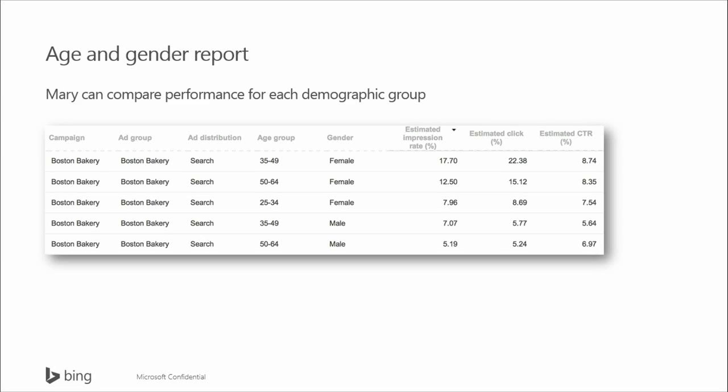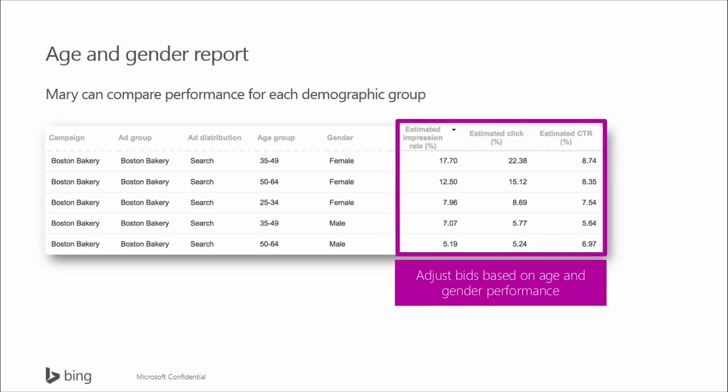So thinking about Mary again, Mary's able to pull an age and gender report and highlight which age groups and which gender groups perform really well. She can see right away that females between the ages of 35 and 49 perform very well. Click percentage is very high, click-through rate is very high. What does she want to do with that information? She's probably going to go ahead and target that group exclusively.